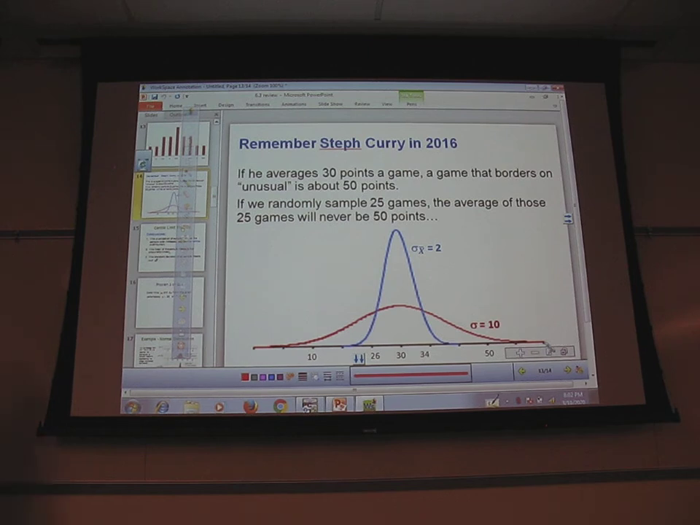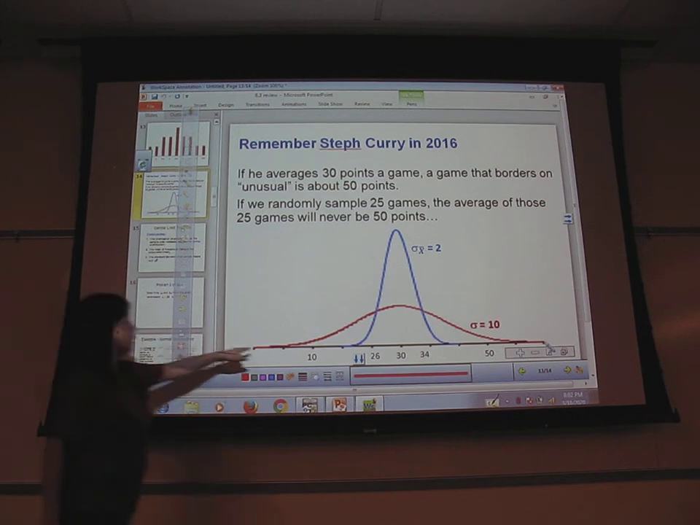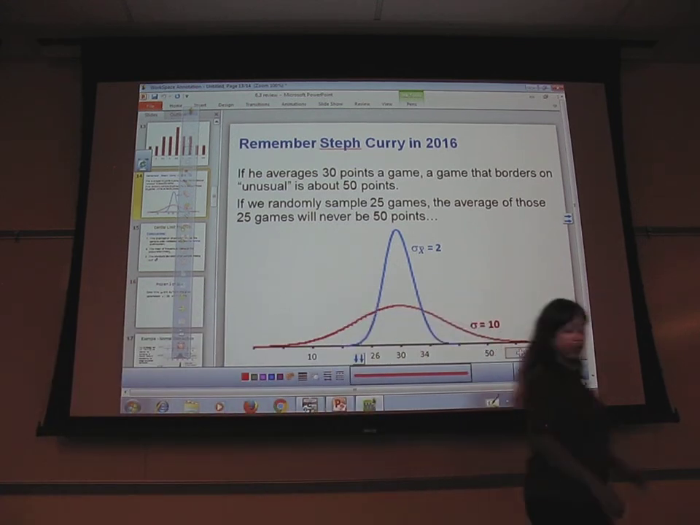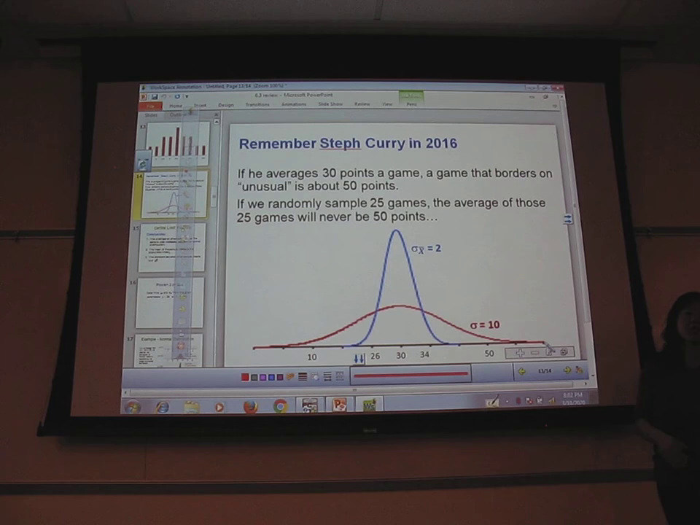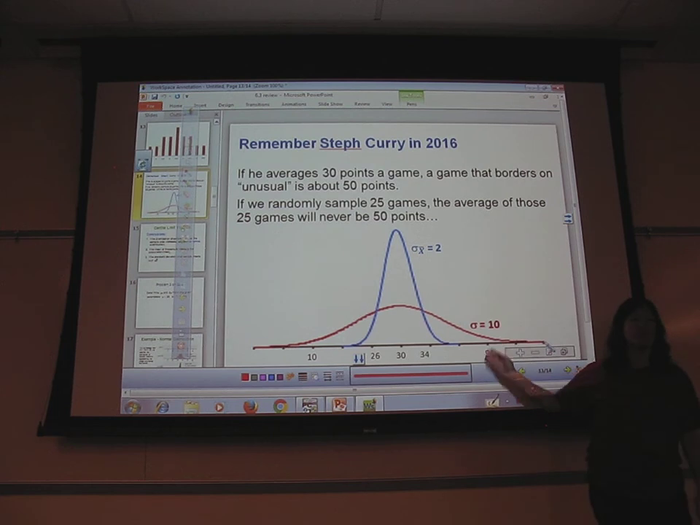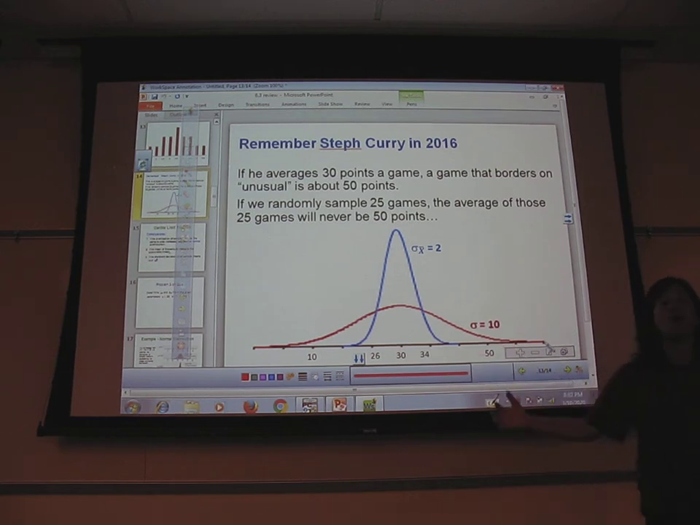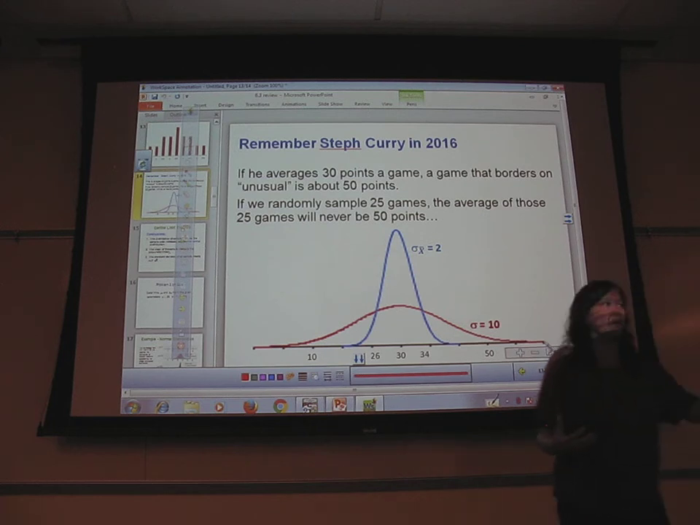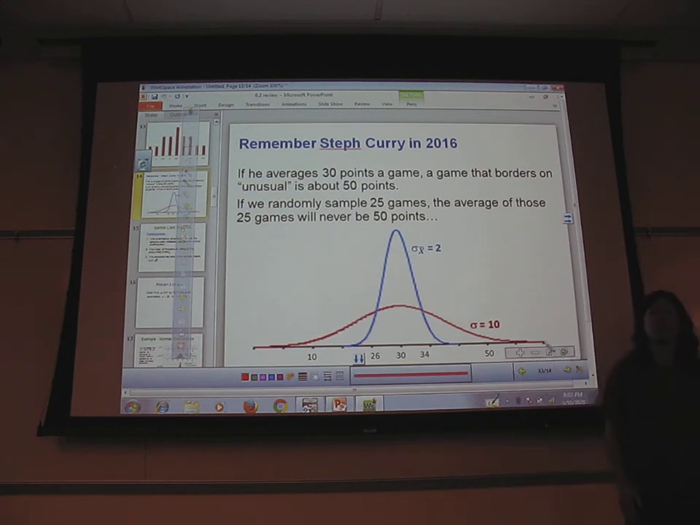Right? So if I just pick one game, so this red distribution here, this red curve here, is the sample of all of his games. And so if I just pick one of his games, I could get a 50-point game. It's possible. It's maybe a little bit unusual, but not super unusual. It's right on that borderline of unusual, right? But if I were to sample 25 of his games, there is no way I'm going to get an average of 50, right?